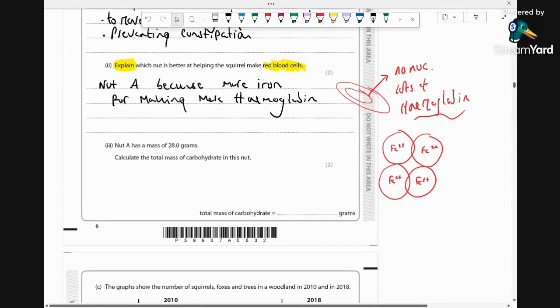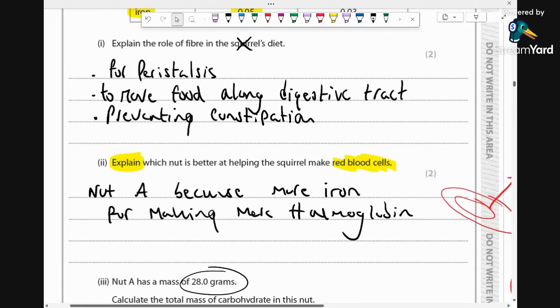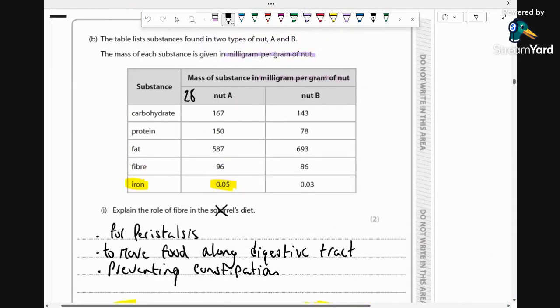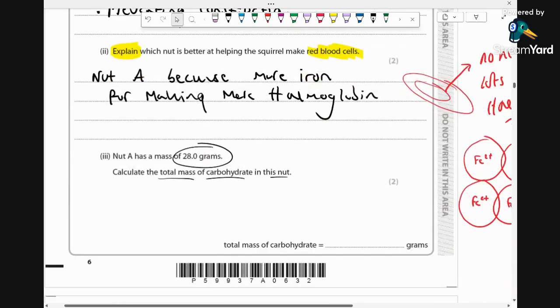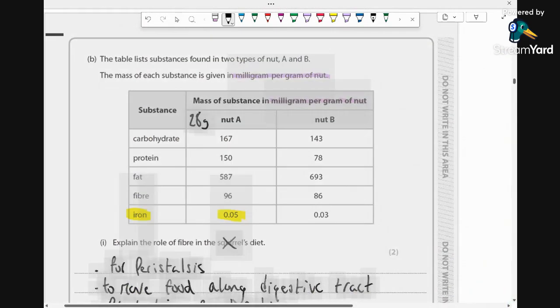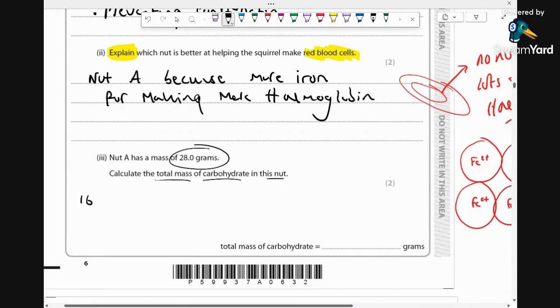Nut A has a mass of 28 grams. Fine. Calculate the total mass of carbohydrate in the nut. Okay, so we need to go back to here now. So if nut A is 28 grams, these values here are the mass in milligrams per gram. So we need carbohydrate. So 167 here for nut A. So we have 167 milligrams per gram of carbohydrate, of carb.